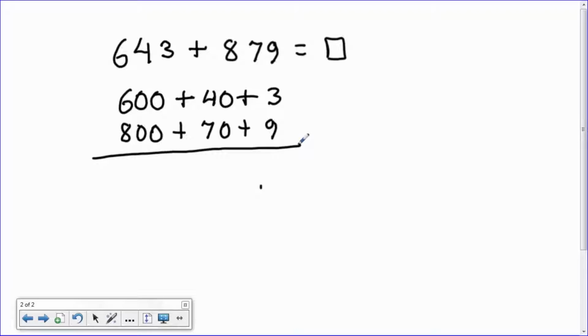600 and 800 are power 10 numbers. They're friendly numbers. 40, 70, they're friendly numbers. They're power 10 numbers. And the 3 and the 9 are single-digit numbers. That's the reason kids, by the time they reach second grade, they need to know their single-digit arithmetic, at least up through multiplication. So now I'm going to do what we've been teaching our kindergarten and first graders to do, which is always start with the larger numbers. So they're going to take the 600 and 800, and that means 6 100s and 8 100s, so that's 14 100s.